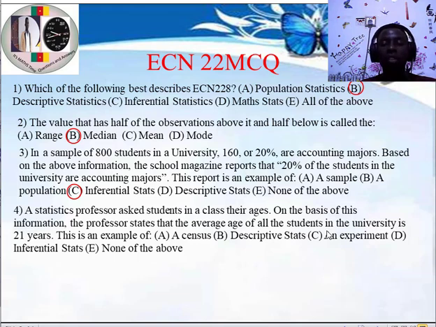So it's an assumption. And now the teacher has made another assumption by saying that the average of all the students in the university is 21 years. But all the students are not actually 21 years, right? So he's making an assumption, and he has said maybe all the students in the university, the average is 21 years. And we have said if we are making assumptions, we are talking about inferential statistics. So this answer again is inferential statistics.